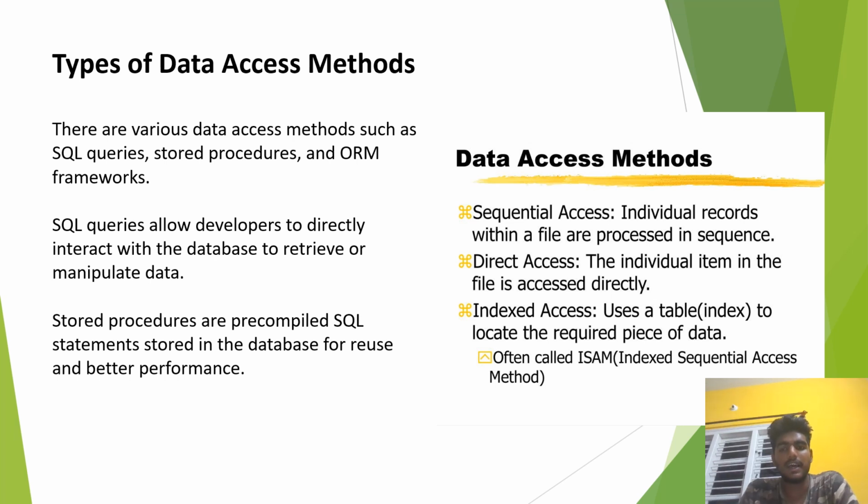So sequential access, direct access, and index access are the types of data access methods. Sequential access, individual records within a file are processed in sequence. Direct access, the individual item in the file is accessed directly. Indexed access uses a table or index to locate the required piece of data, often called ISAM, indexed sequential access method.